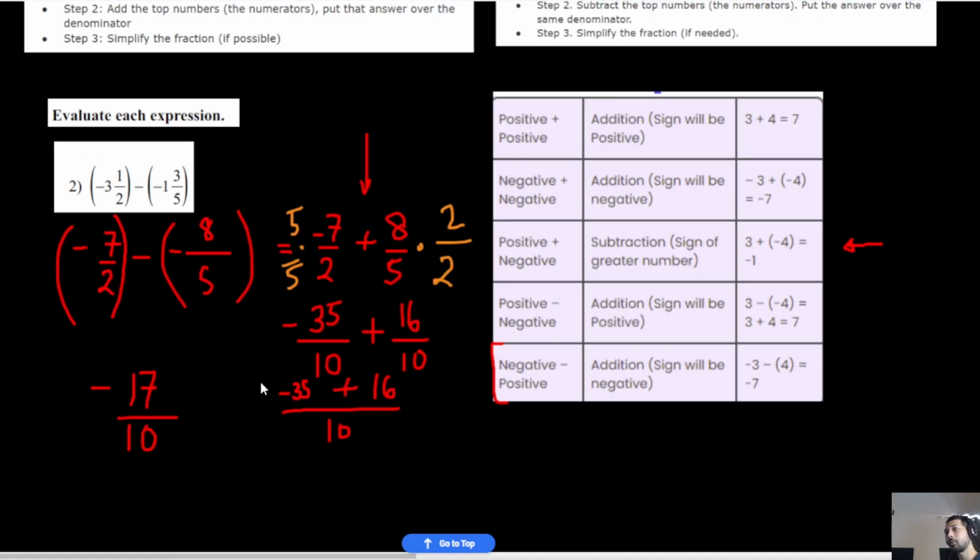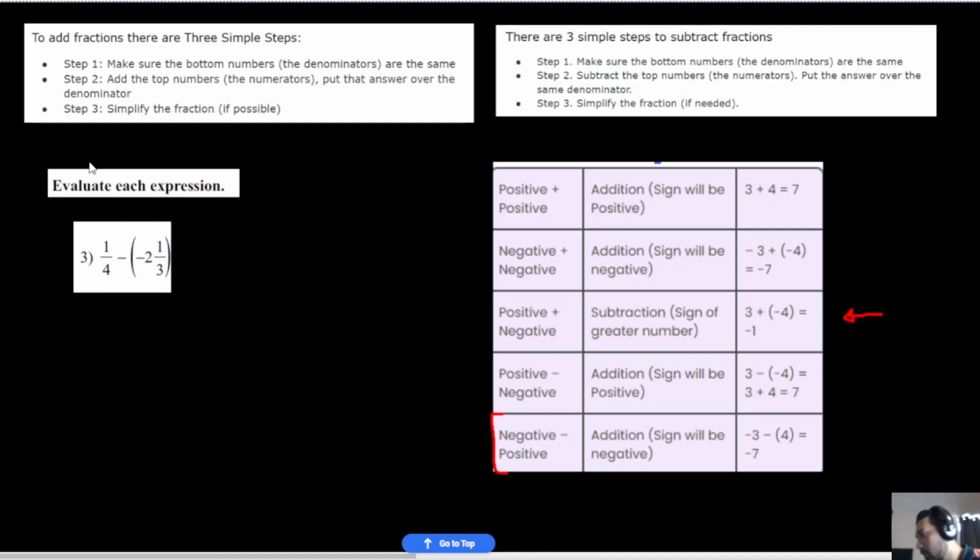We know by commutative property of addition, we can switch the order of the number. So here negative 35 plus 16 can be written as 16 plus negative 35, and it will still give the same answer, negative 17 over 10. So this negative 17 over 10 is the answer for the second problem.